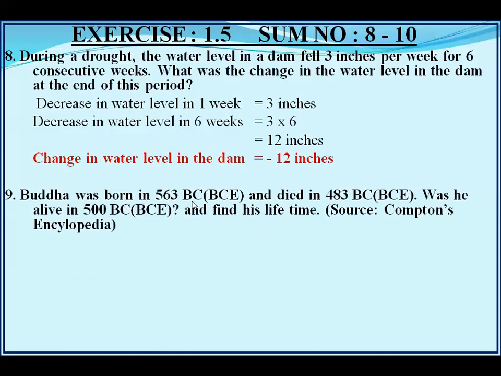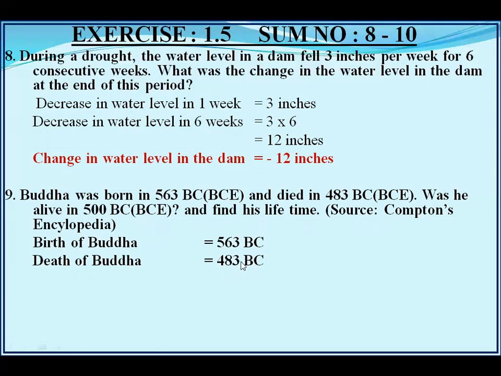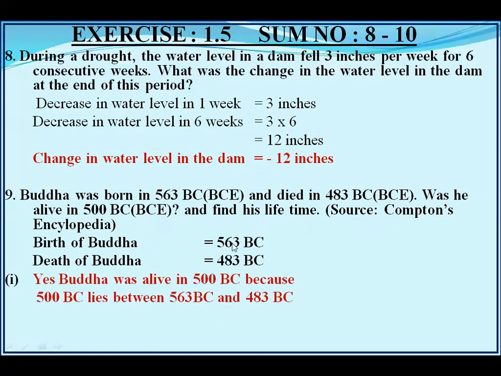Buddha was born in 563 BC and died in 483 BC. Was he alive in 500 BC? And find his lifetime. The birth of Buddha was 563 BC and the death of Buddha was 483 BC. So 500 comes in between these. So he was alive in 500 BC because 500 BC lies between 563 BC and 483 BC.